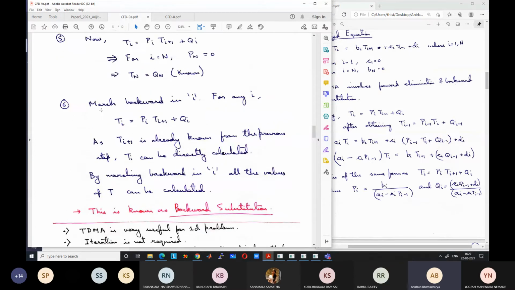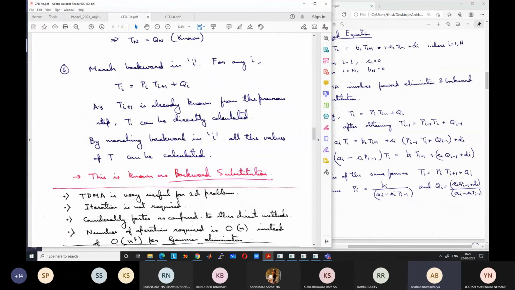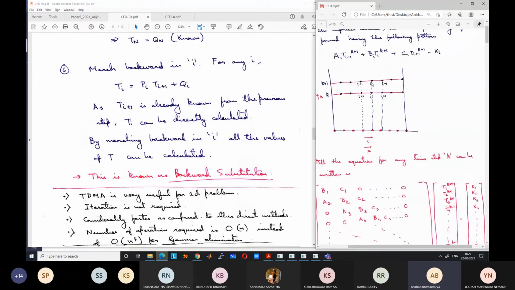So we have seen the direct method. Direct method means that in one go you are calculating all the values of the n unknowns. Okay, n unknown values you are calculating in one go. There is only one iteration. So after one set of calculation you have the values.